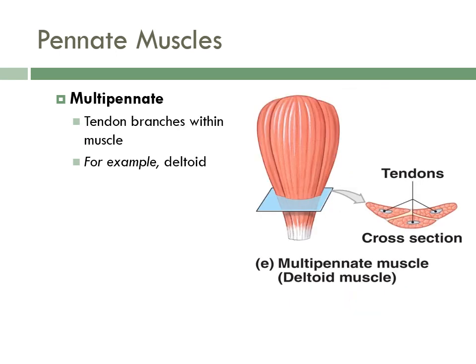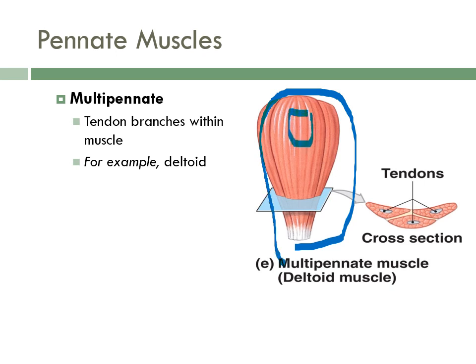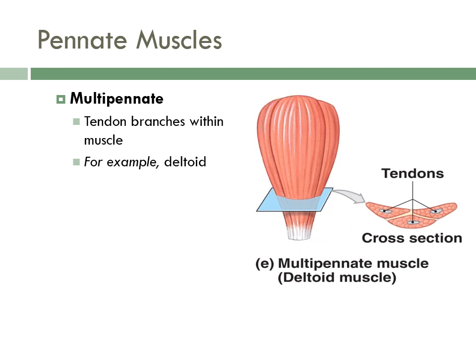Multipennate muscles have tendons that branch within the muscle. The deltoid is an example. If this is the deltoid muscle, it's covering your shoulder, which is right under here, and going down the length of your arm towards your elbow would be down here. This muscle has three different sections: a posterior section, a lateral section, and an anterior section.